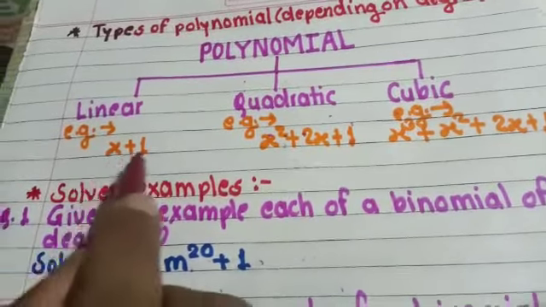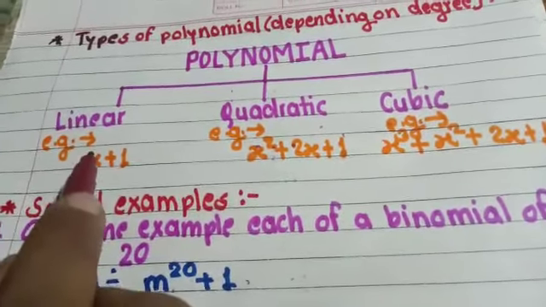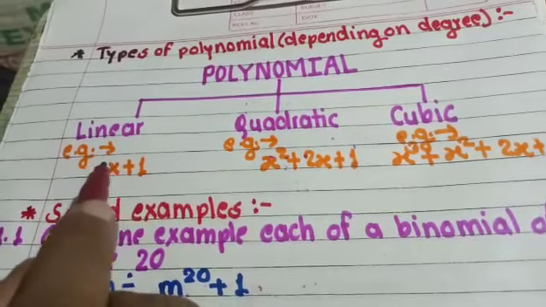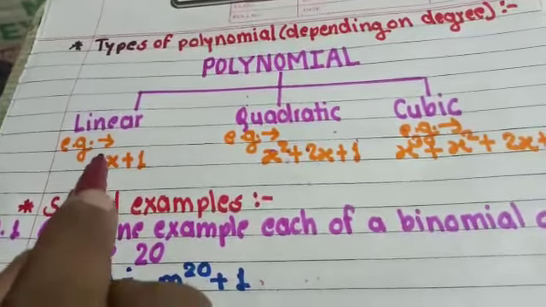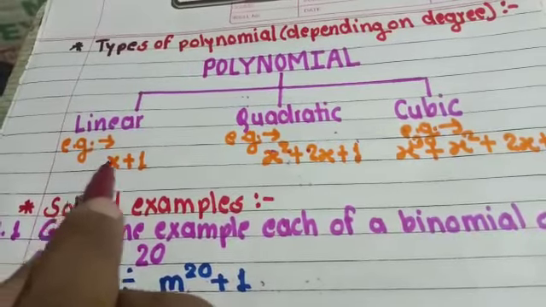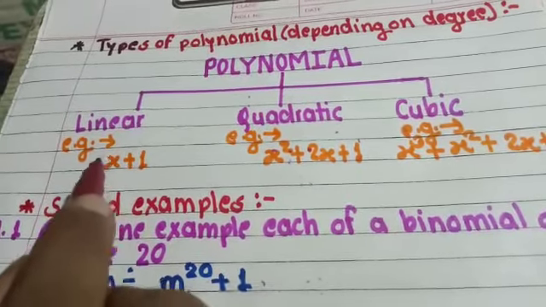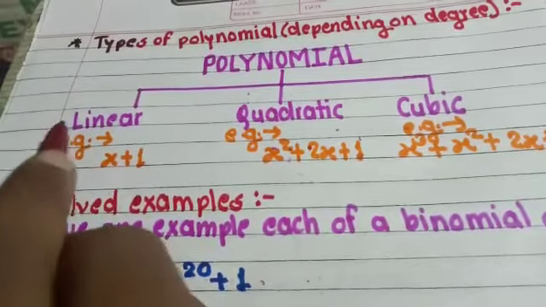Here see, x plus 1. When the power is 1, we never write it; we keep the variable as it is. So nothing written means 1 is there. So x plus 1, the degree is 1. The highest power is 1, that is, the degree is 1. So that's why it is linear.